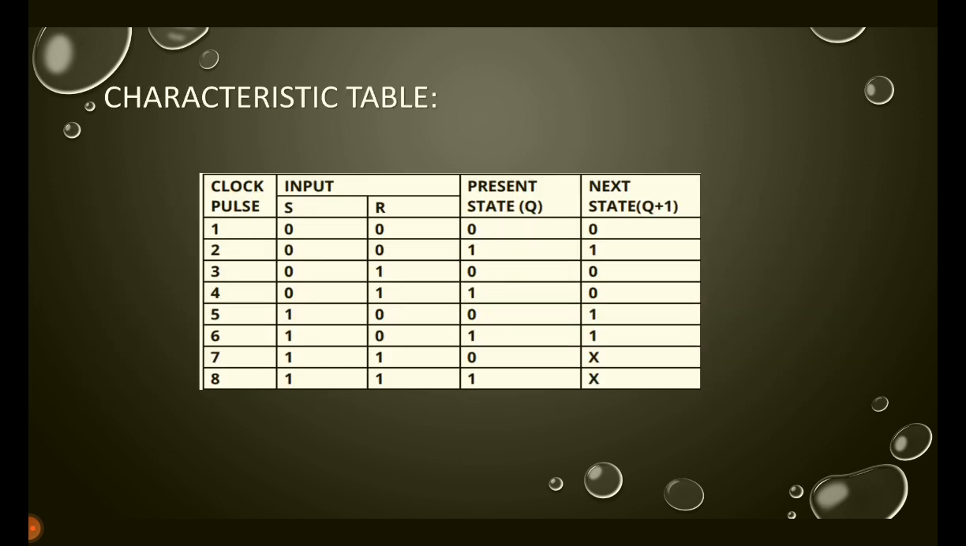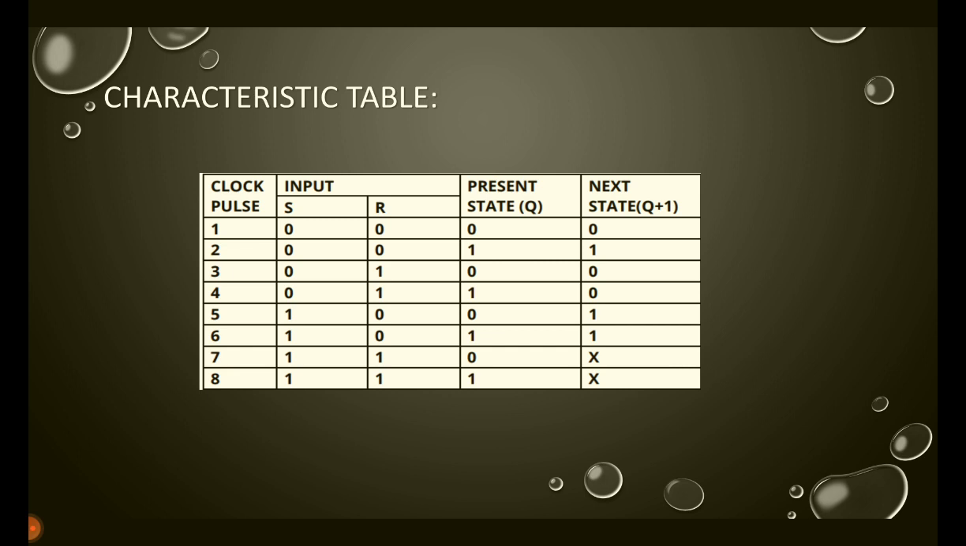So, characteristics table. Clock pulse, we have inputs S and R, and outputs are Q and Q plus 1. When you give clock pulse 1 and both the inputs are 0, the output is 0. When you give clock pulse 2 and inputs S and R as 0, we get output for Q and Q plus 1. When you give clock pulse 3 and input for R, you get output as 0. When you give clock pulse 4 and input for R, you get output for Q. When you give clock pulse 5 and input 1, you get output for Q plus 1.